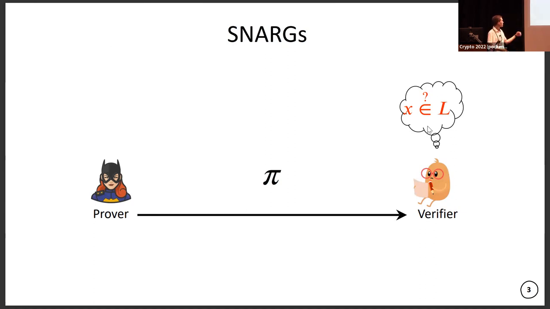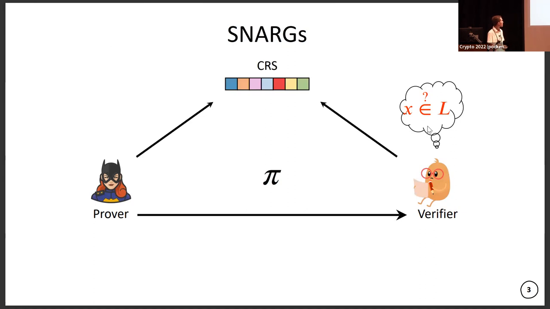The proof might be long. So we're using a CRS, for both the prover and the verifier, in order to allow shorter proofs, as short as we like.